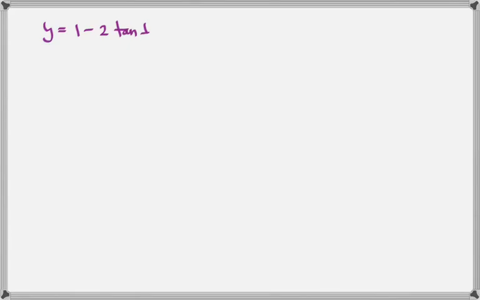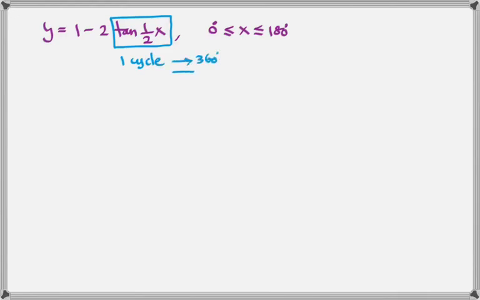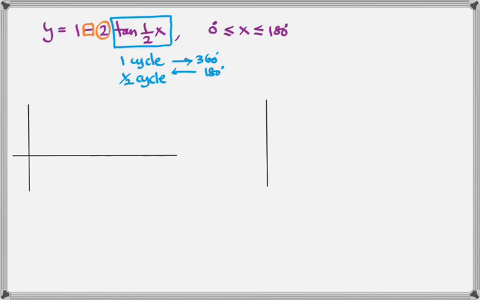Y is equals to 1 minus 2 tangent half x. X lies between 0 and 180. Now think for a second. Tangent half x has 1 cycle in 360, but the examiner is asking me to draw till 180. So therefore I should draw half a cycle. And there is also the flipping involved. There is also the 2 involved. So let me draw a rough one first.